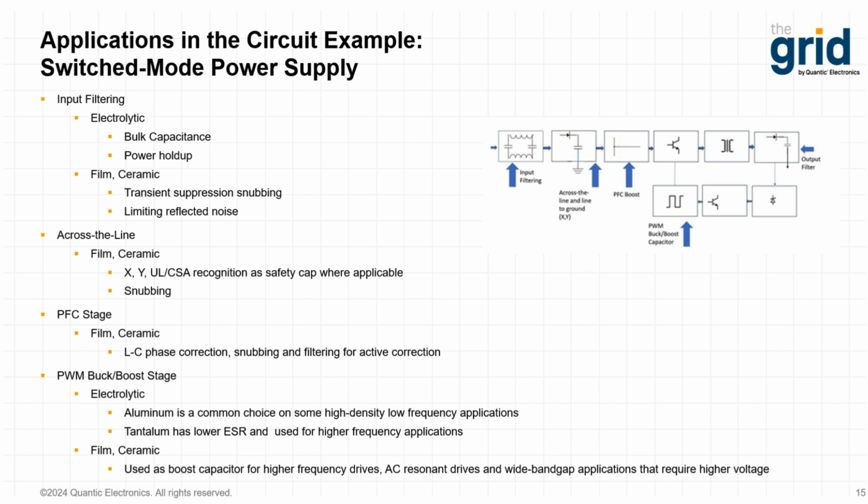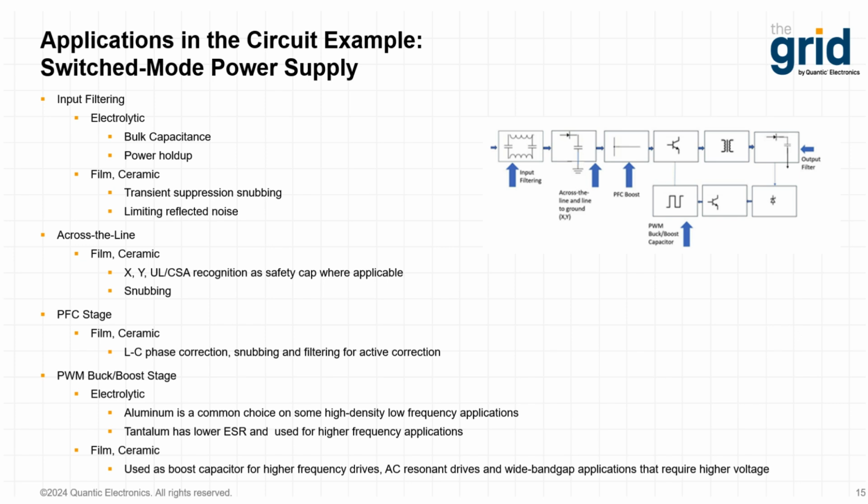UL recognition or CSA. In the PFC, or power factor corrected stage that we see here, distorted power coming in is corrected to limit parasitic currents. Some lower ESR electrolytics can find their use here with passive correction in an LC filter, for example. Film and ceramic can also be employed here during active filtering for lower power or higher frequency applications.